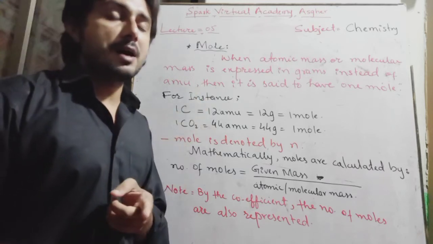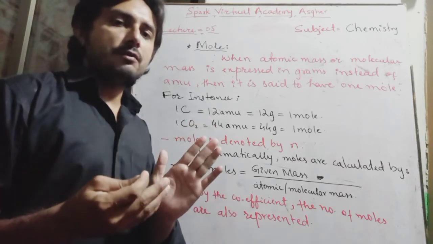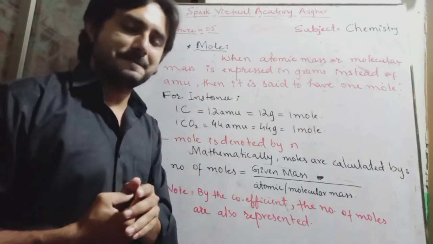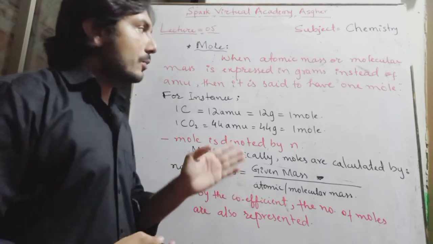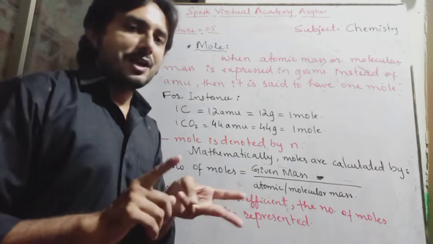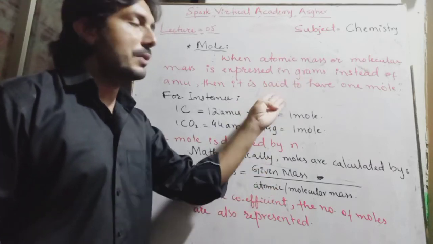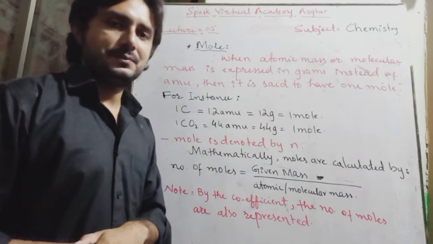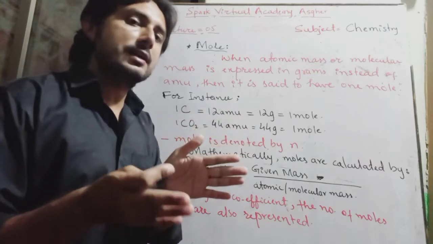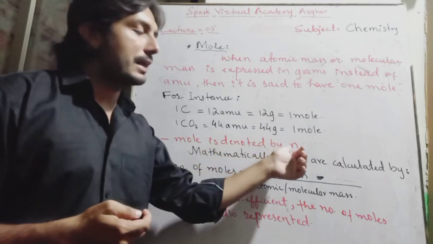Yesterday, we learned about the atomic mass and molecular mass or formula mass, in which we learned that the unit in which the atomic mass or the molecular mass is expressed is AMU, atomic mass unit. However, today we are going to learn in moles. If the same atomic mass, molecular mass or formula mass is expressed in grams instead of AMU, then it is said to be equal to 1 mole. That is very simple: if we just express the same mass in grams, then it becomes equal to the number of moles. Number of moles is denoted by n.